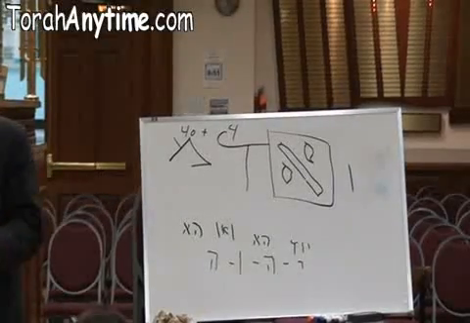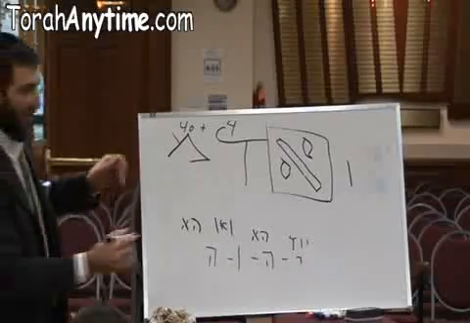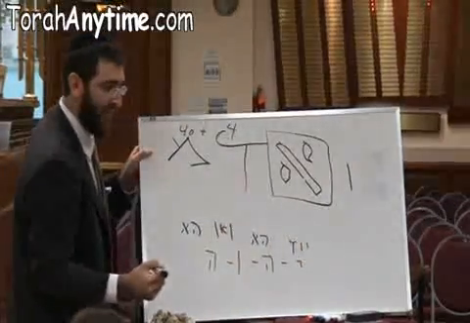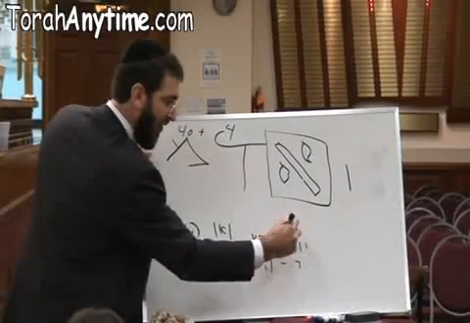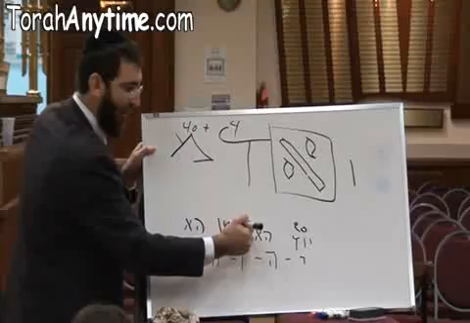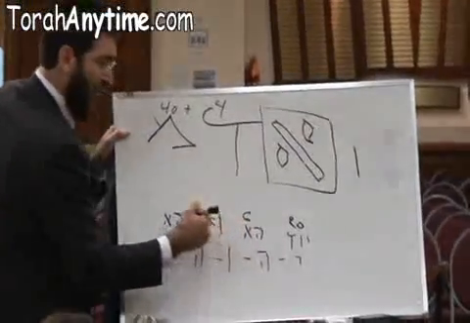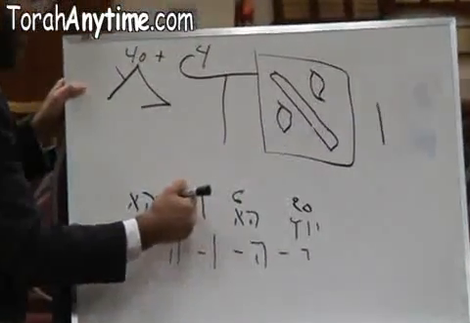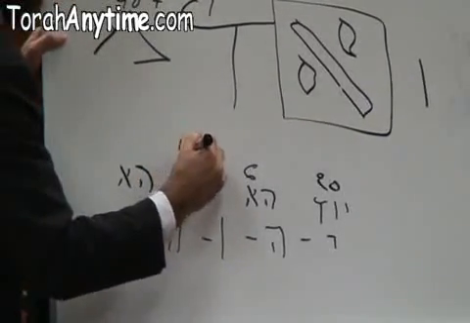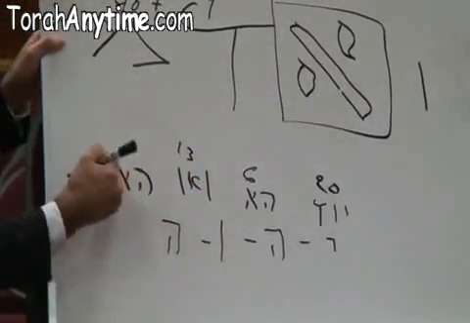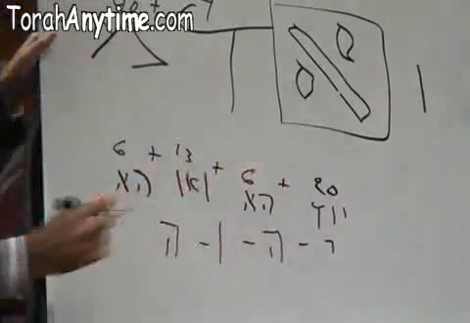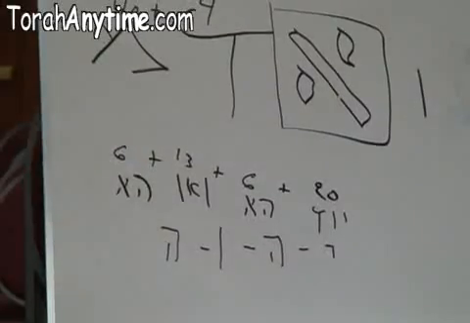Now let's do a little numerical analysis of this, everybody. Yud is what? 10. Vav is what? 6. Dalet is what? Together it is 20. Hey is what? 5. Aleph is 1. Vav is what? 6. Aleph? 1. Vav? 6. Together is 12 plus 1 is 13. Hey? 5. Aleph? 1. Add this together for me. 45. Now that's interesting. You know why?